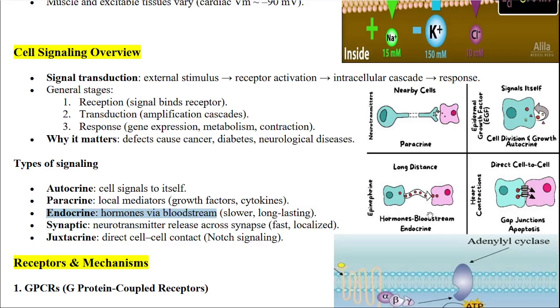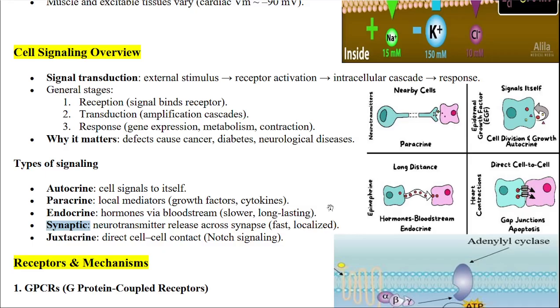Absolutely. Synaptic signaling is unique to neurons. It's incredibly fast and precise. A neuron releases neurotransmitters across a tiny gap, the synapse, to act directly on the target cell, which could be another neuron or a muscle cell. It's highly localized and very rapid.